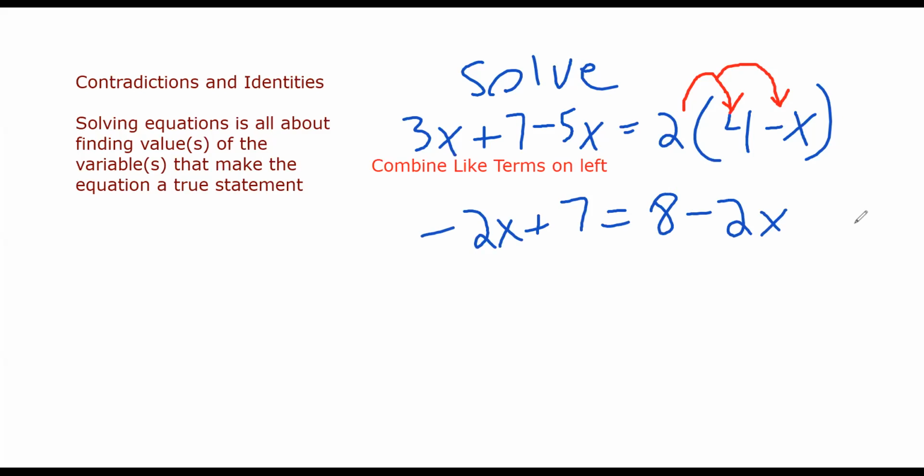Yeah, we would, in any normal equation, not knowing that this one's going to end up being special, try to get all the x's on the same side of the equation and combine like terms. In this case, that's what we're going to do. I'm going to move this 2x over here by adding it to both sides.